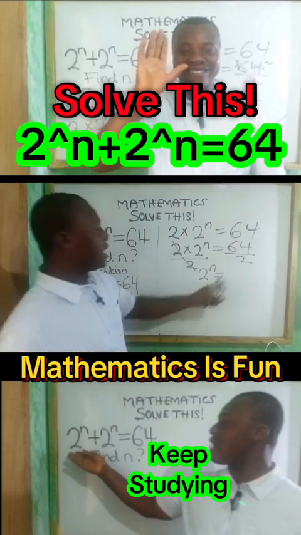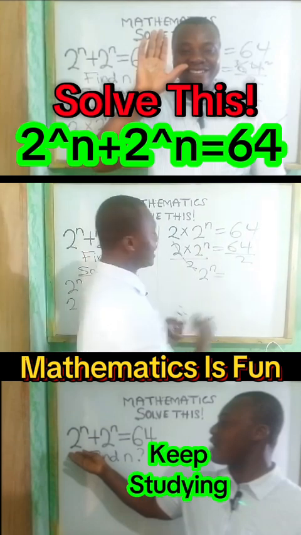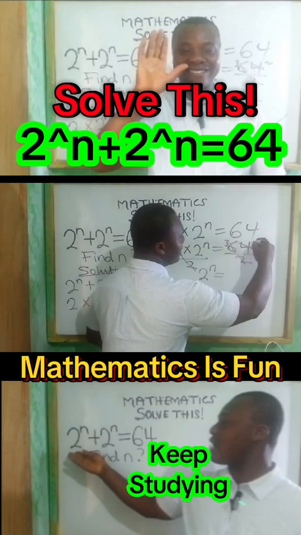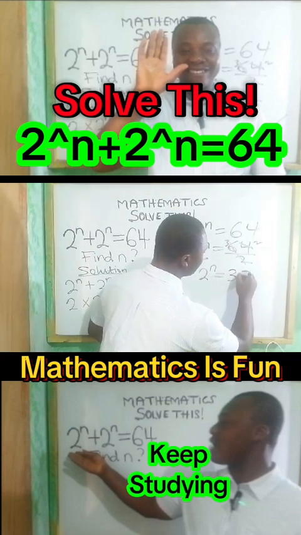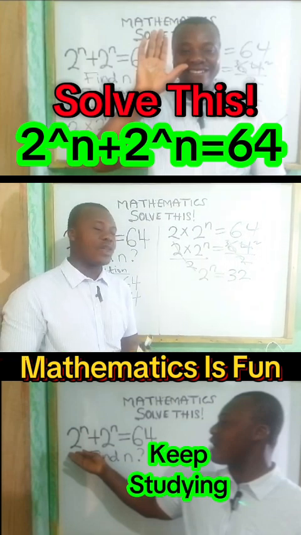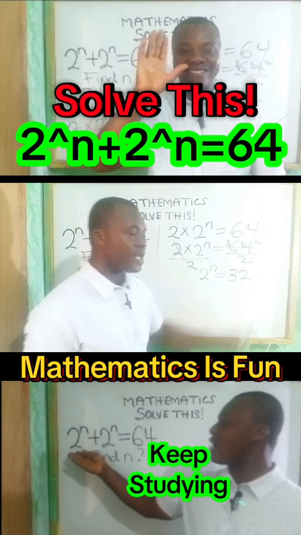equal to, now these 2 can cancel 64 how many times? It will go here 3 and it will go here 2. So we are having 32. Now, when you get here, you see that we have 2 raised to the power n equal to 32.